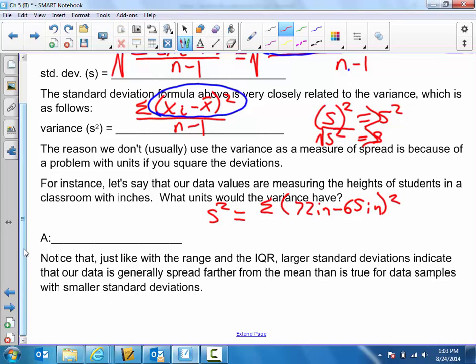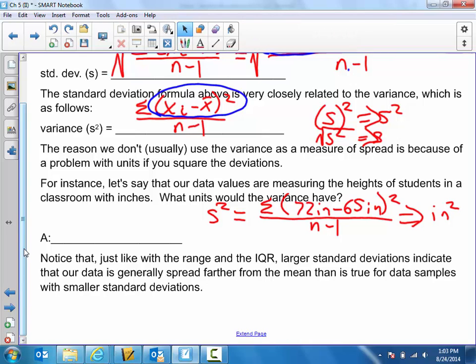Let me write that out a little bit further. 72 inches minus 65 inches. Square that. Divide through by n minus 1, the number of data values you've got. Well, that gives you inches squared in your numerator. And that's a weird interpretation of spread.